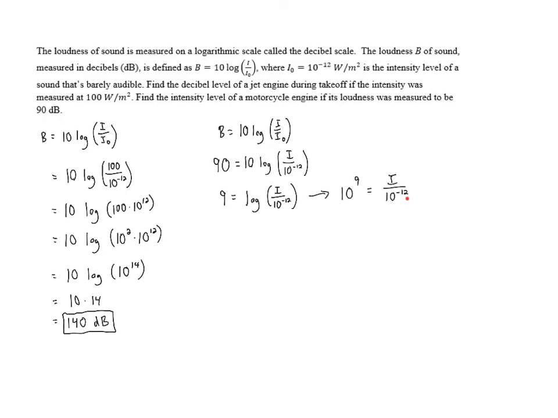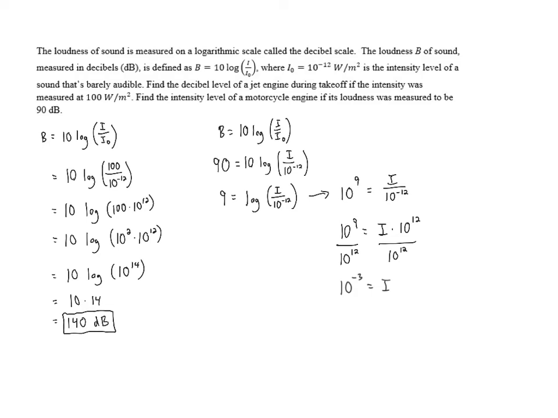Now, to deal with this 10 to the negative 12th in the denominator, we know, again, we can move it to the numerator so long as we make that exponent positive. So we've got 10 to the 9th equals I times 10 to the 12th. And then to get that I alone, we need to divide both sides by 10 to the 12th power. And on the left, when we have a quotient of two exponential expressions with the same base, we subtract the exponents. So here, 9 minus 12 is negative 3. So I is 10 to the negative 3rd power.